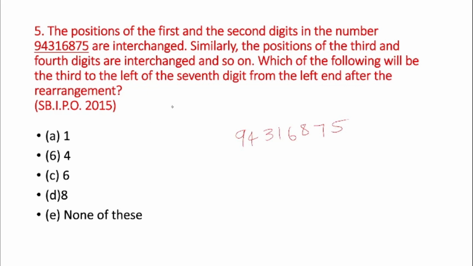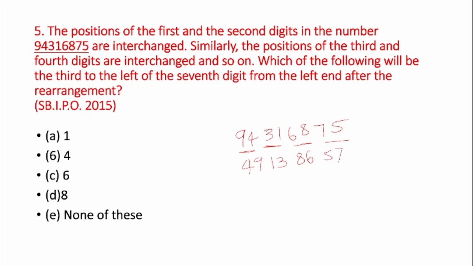So, what's the condition here? The positions of the first and second digits in the number are interchanged. That means the first and second digits are interchanged. And similarly the positions of the third and fourth digits, this is the third and fourth digit, are also interchanged, and so on. That means these two are also interchanged. These two are also interchanged.